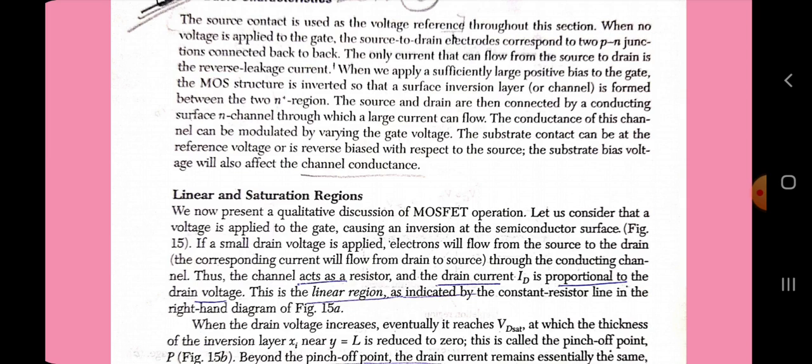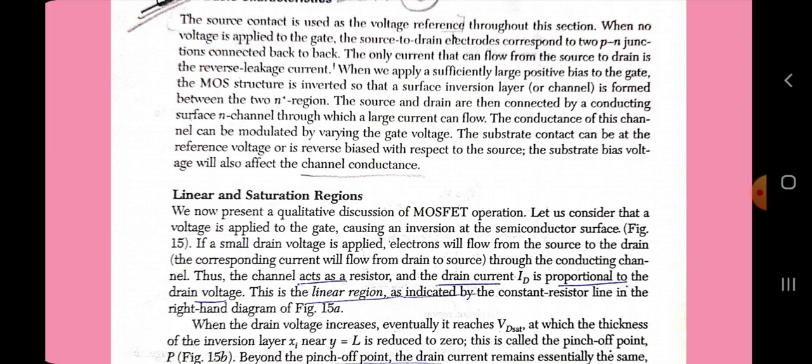The source and drain are connected by a conducting surface N channel through which a large current can flow. The conductance of this channel can be modulated by varying the gate voltage. The substrate contact can be at the reference voltage or is reverse biased with respect to the source. The substrate bias voltage will also affect the channel conductance. Now we discuss the linear and saturation regions.